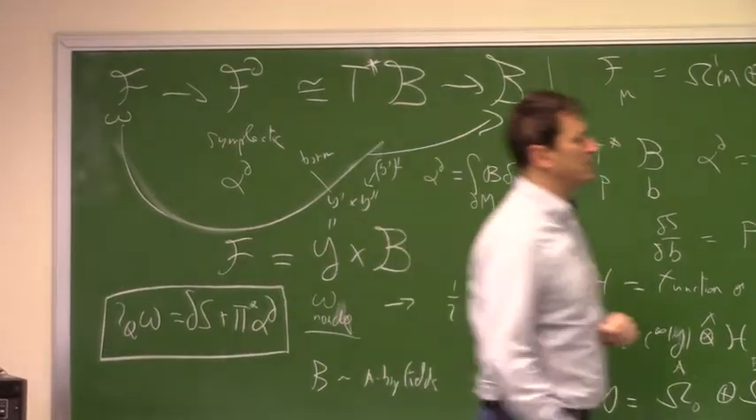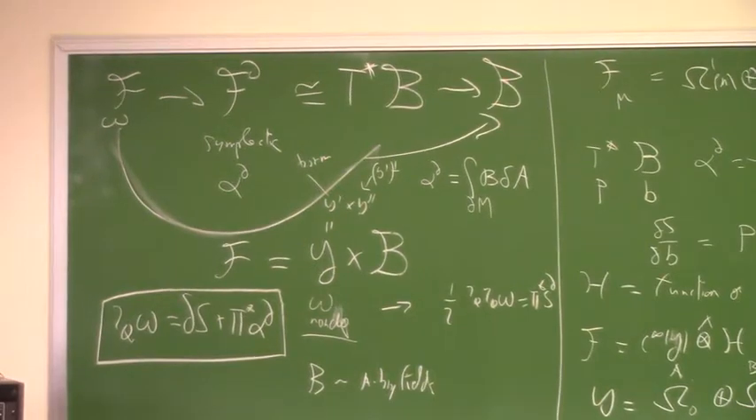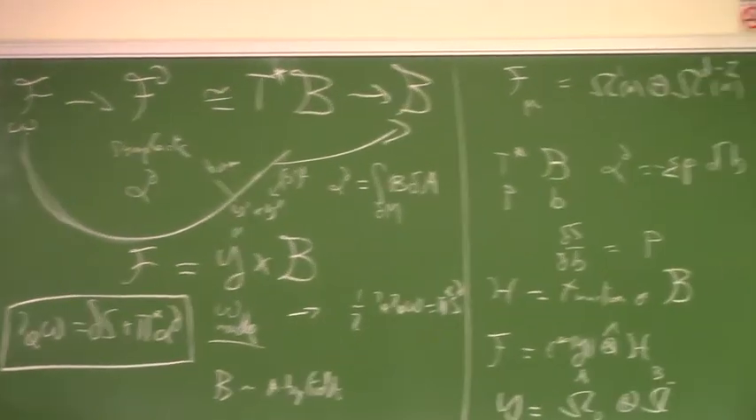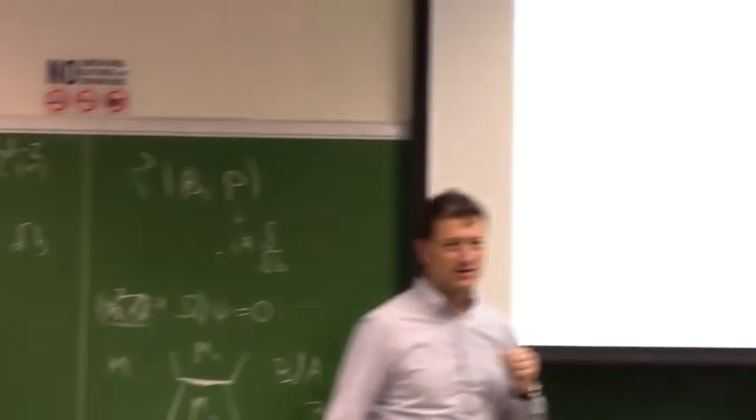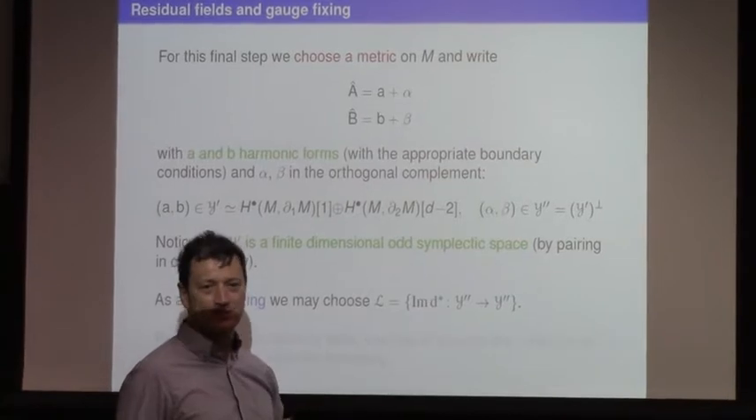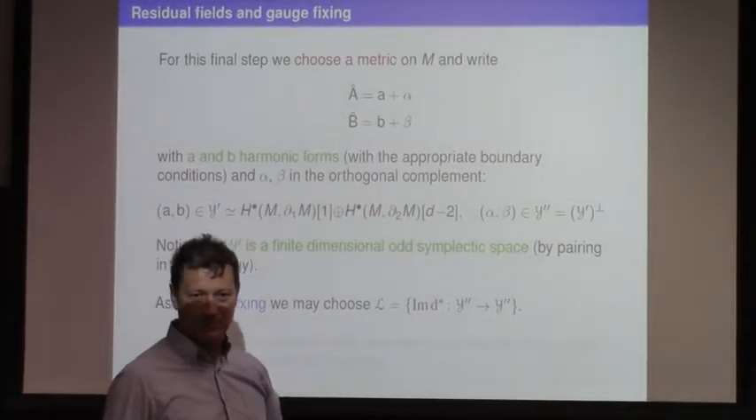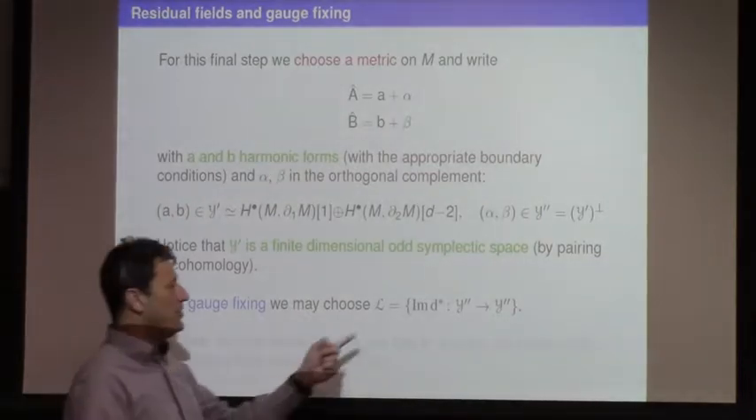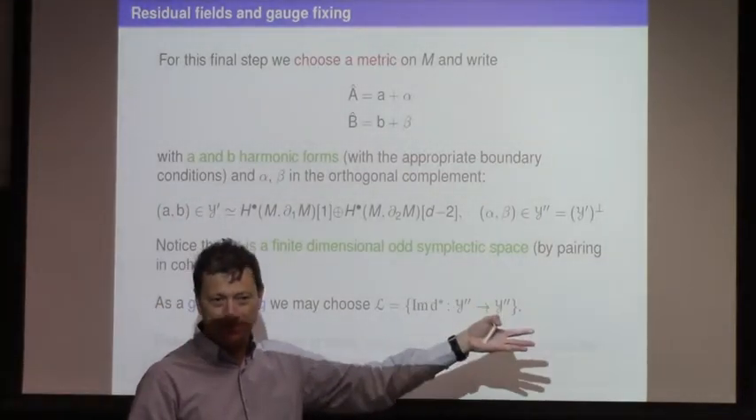Now I have to choose a Lagrangian submanifold of the orthogonal complement of Y prime. So what is the orthogonal complement? These are the exact and coexact forms. As a Lagrangian, I choose the coexact forms. And now what I have to do is restrict the differential to the coexact forms, and it is invertible there.